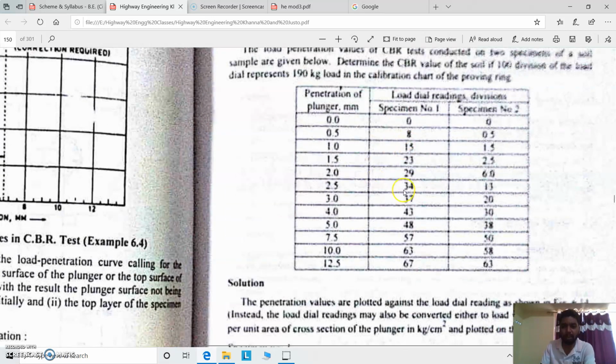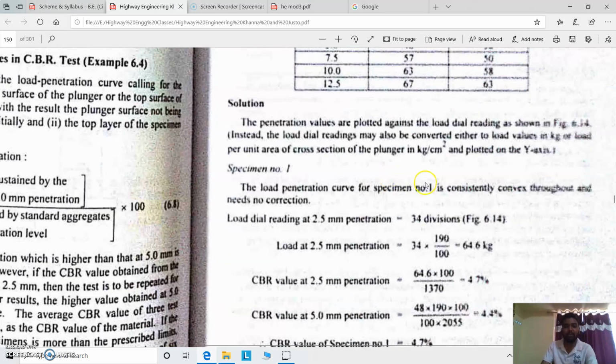So once you get this question, you just need to convert these divisions into kgs. You have to observe whether the readings are given in kgs or divisions. If it is given in divisions, you need to convert these values to kgs. If it is not given in divisions, you can directly substitute in the graph and plot the load versus penetration curve for specimen 1 and specimen 2, with load in kg per centimeter squared and penetration in mm. But in this problem they have given divisions. For every one division it gives 1.9 kg, or 100 divisions gives 190 kg. That is what we have to convert.